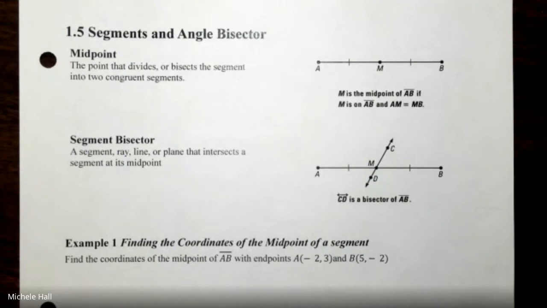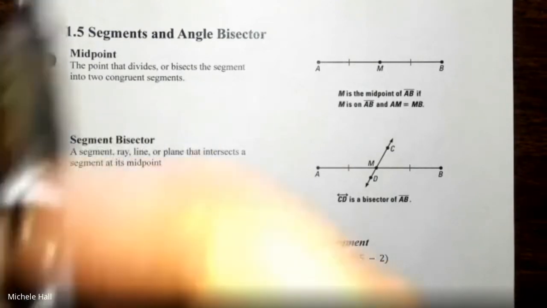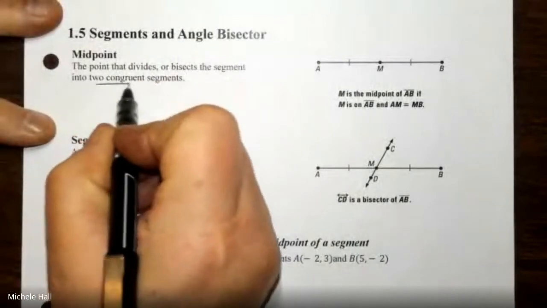1.5, segments and angle bisector. Definition, midpoint: the midpoint divides or bisects a segment into two congruent segments.